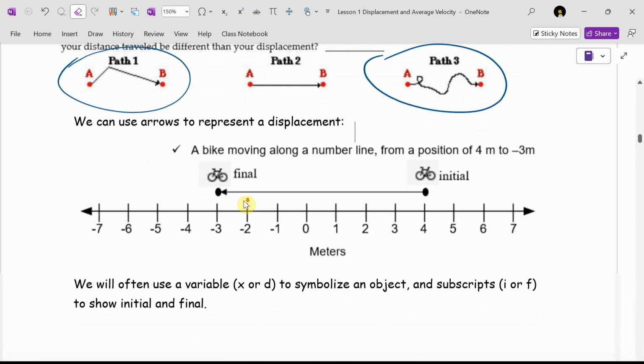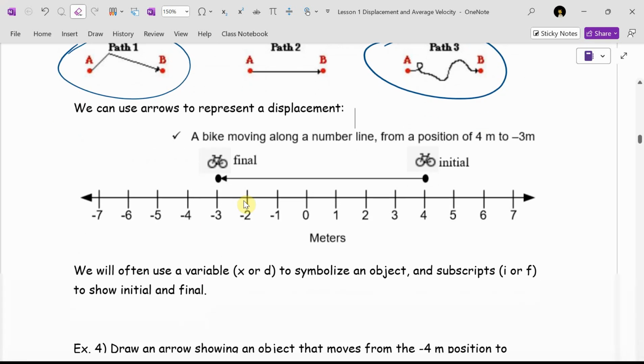So we can use arrows to represent a displacement. A bike moving along a number line from +4 to -3 meters. Our abbreviation for the start position is the word initial, often. And our abbreviation for the ending location is the word final. What letter does the word initial start with? What letter does the word final start with? We're going to often use a subscripted i for initial and a subscripted f for final or later.